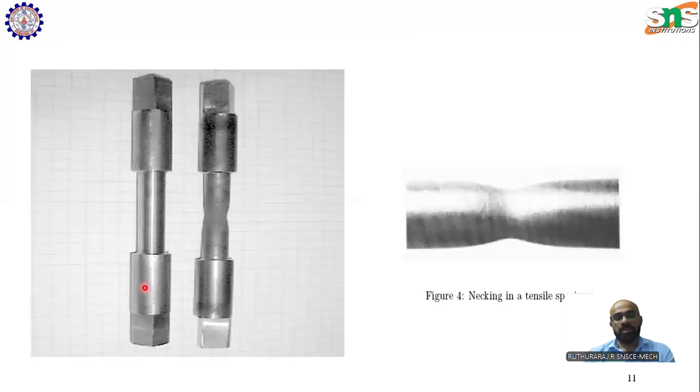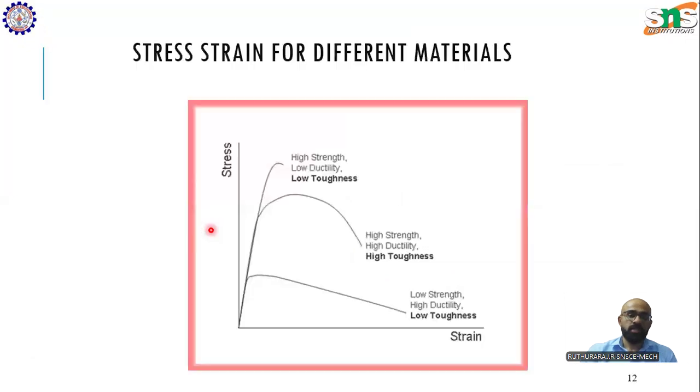As you can see, the necking is clearly indicated in this specimen. First, it would be like this. This is your test specimen. After a certain point, necking will happen since it is a ductile material. For a brittle material, there will be no necking. And ultimately, fracture happens. So this is regarding the tensile testing.